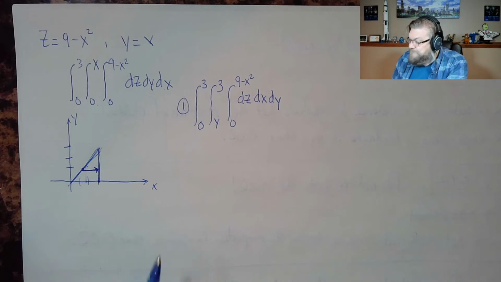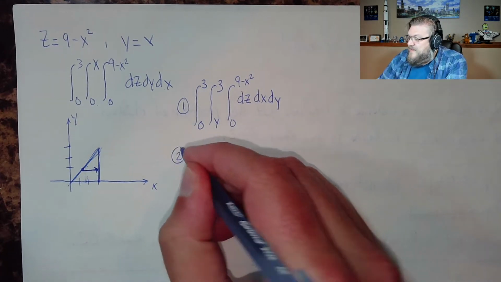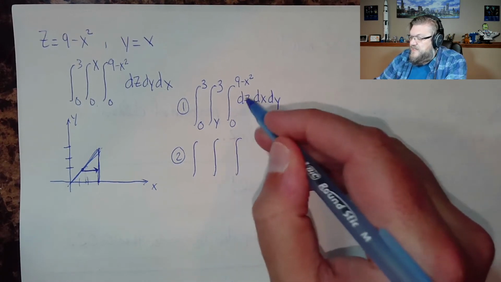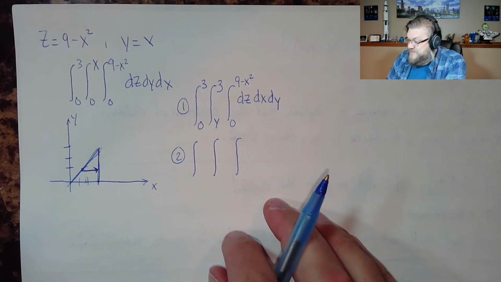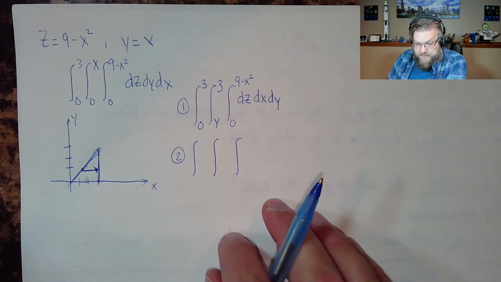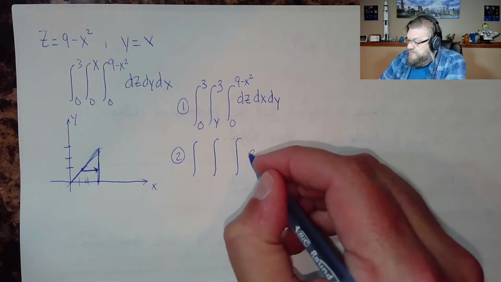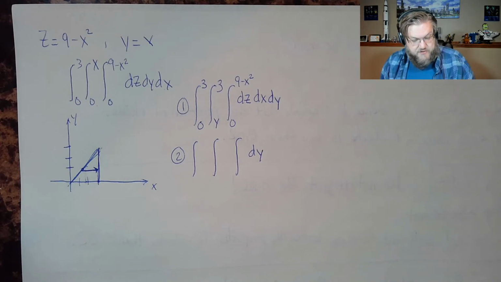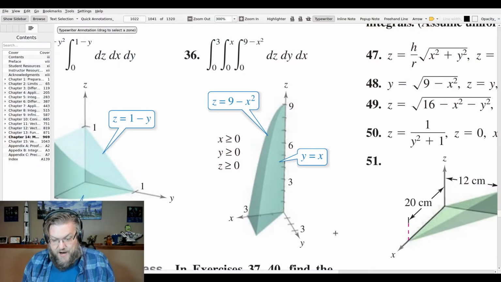Now, for the next one, I do have to change my first integral, right? So we either need to do dy or dx first. Let's do dy first. Now, going back to our visual here, y goes from the left surface to the right surface, right?